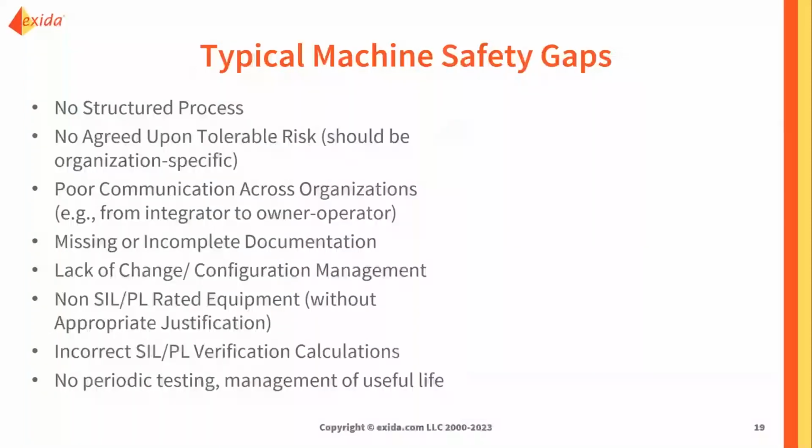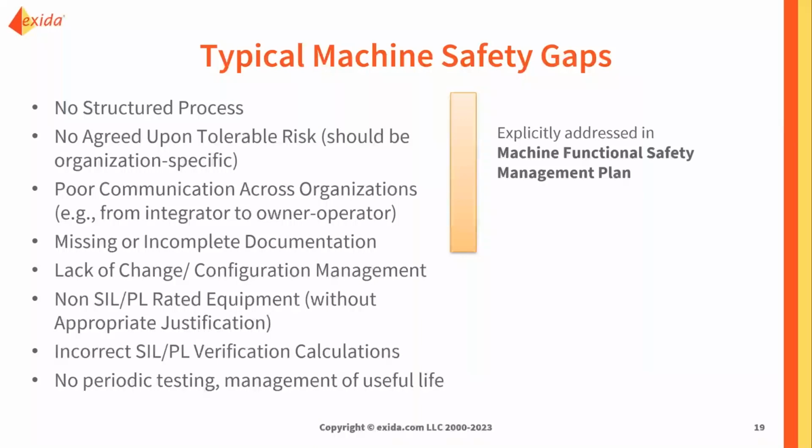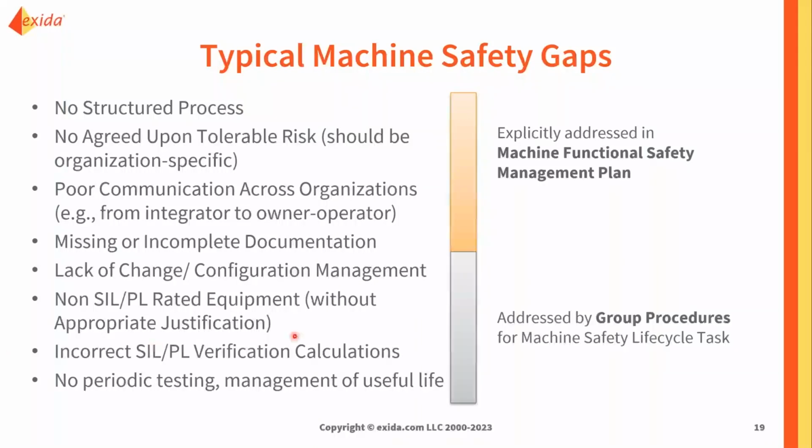And so if we look at these typical safety gaps overall, how can we really try to address them? The majority of the gaps can actually be explicitly addressed in a top level machine functional safety management plan that covers the process, that covers what's done. Some of the specific lifecycle tasks like configuration or change management, doing the PL or SIL verification calculations, documenting the maintenance requirements, can then be specifically addressed by group procedures that essentially outline exactly what needs to be done there.